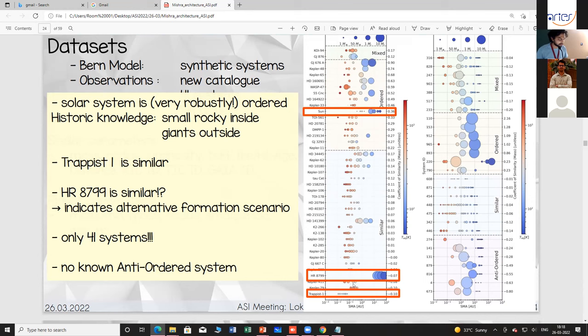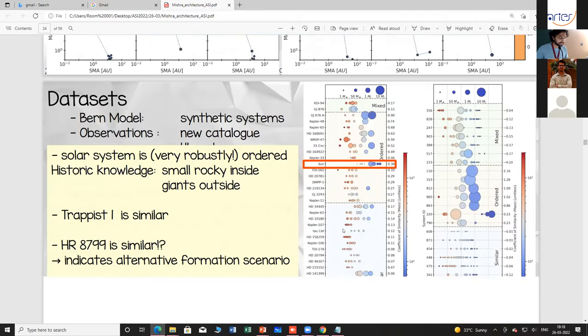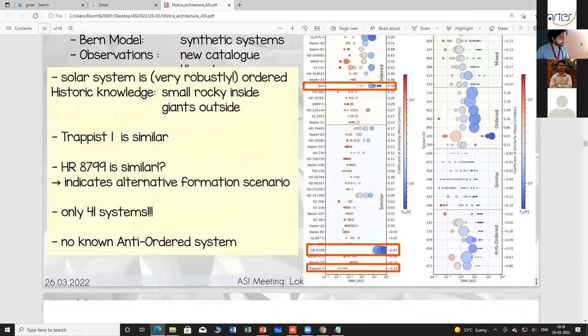If you know about the famous planetary system TRAPPIST-1, which is on the bottom here, it's a very famous planetary system, with 3 planets in the habitable zone. It's a similar kind of architecture and so on. So we see that the framework also works on nature.